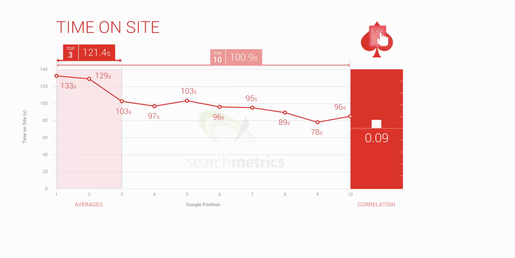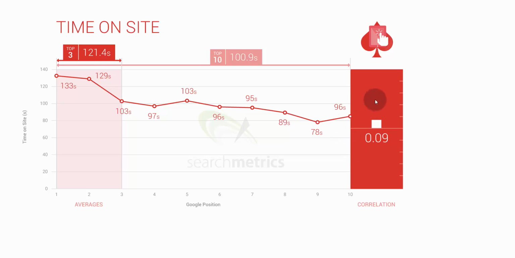Now let's come to the research. Here the average time on site for the top 3 search results is 121 seconds. So this 121 seconds doesn't mean time spent on a page. This 121 seconds is time spent on the entire site, so it could be divided between multiple pages. And the time on site for the top 10 search results is 100 seconds on average, which is a significant difference of around 20 to 21 seconds.